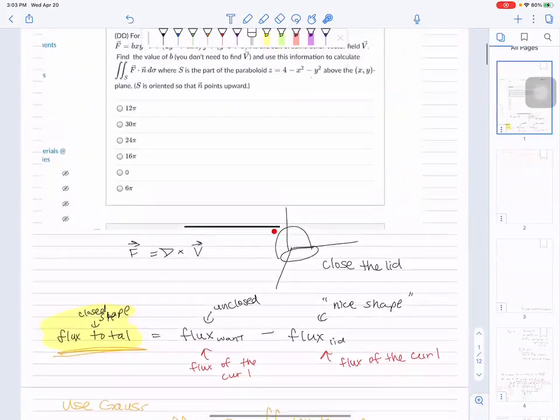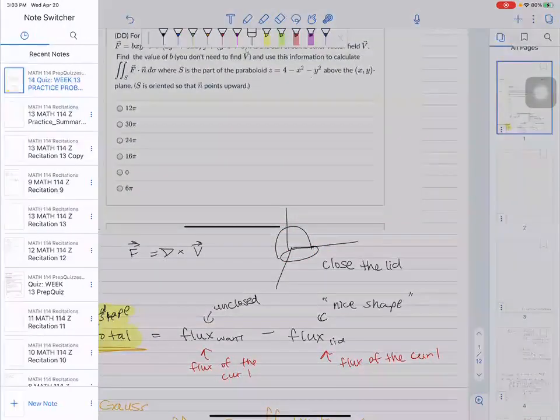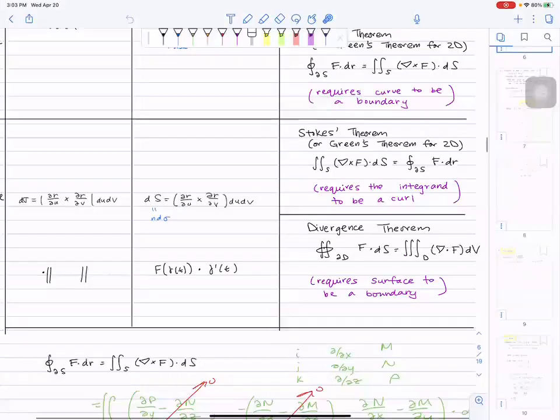I guess because it's now closed, it's a closed 3D shape now. I'm confused about two things.